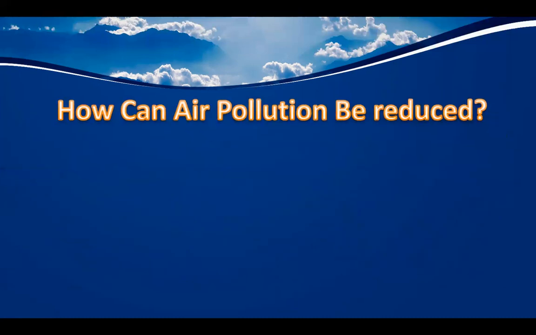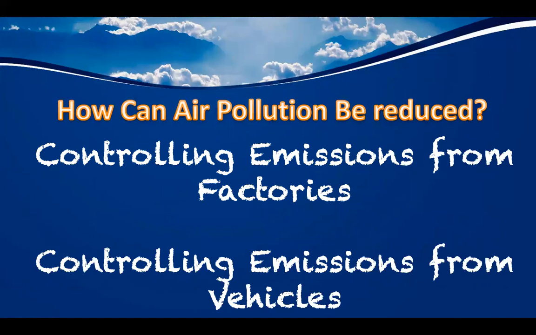How can air pollution be reduced? There are two ways: controlling emissions from the factories and controlling emissions from vehicles. Air pollution can be reduced if we examine our sources. The key to reducing air pollution, of course, is to control the emissions. In the United States, laws such as the Clean Air Act regulate the amount of certain pollutants that can be released into the air. The law also encourages the development of new technology that reduces air pollution.